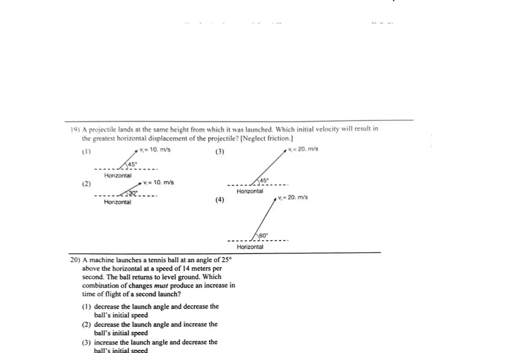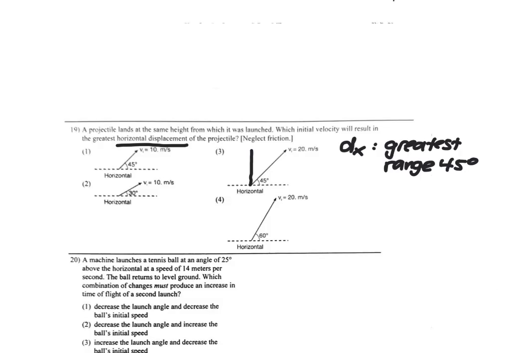Okay, we have another projectile question. It says a projectile lands at the same height from where it was launched. Which initial velocity results in the greatest horizontal displacement? So it wants the biggest x displacement. And so we have different angles and different speeds. So we know that for the greatest range, I want to use 45 degrees, because at 45 degrees, it has equal components of both x and y velocity.